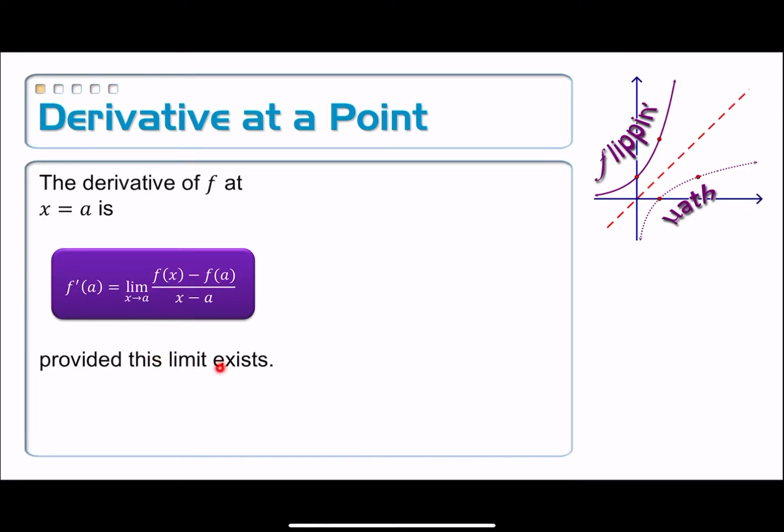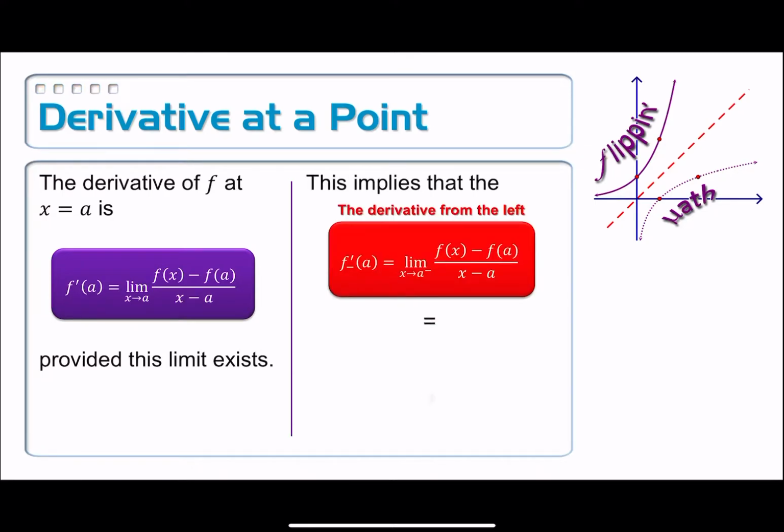If this limit exists, then that means that the left side and the right side have to be approaching the same number. How I interpret that in terms of derivatives, that means the derivative from the left, which looks like this. Look at the new notation here. We have a little subscript with a minus sign. This means the derivative from the left at a is equal to a one-sided limit. It's the same thing that we have here, but we're only approaching a from the left-hand side.